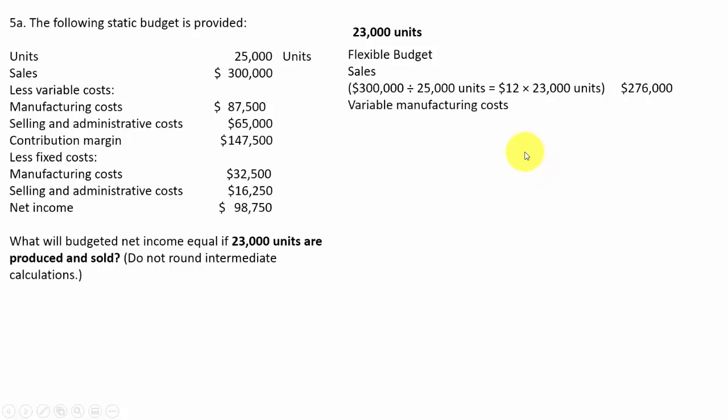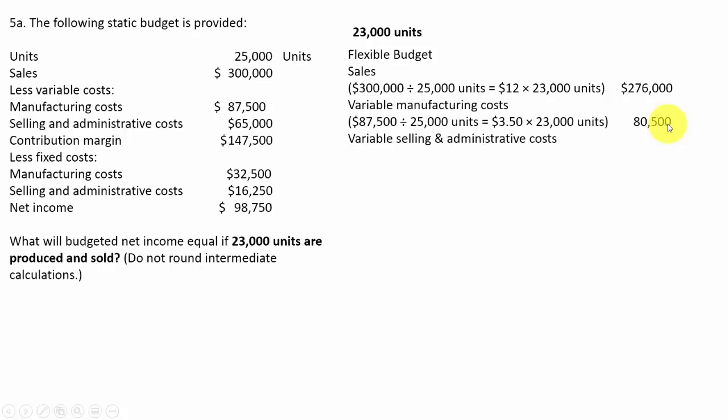Our variable manufacturing cost, the first one will be this manufacturing cost of $87,500. How do we convert that to a level of 23,000 units? Well, what we do is we take the 87.5, divide it by 25,000 units, that was the static budget number, and get a cost per unit. That happens to be $3.50. We'll multiply that times the new level that we actually achieved, which is 23,000 units, and we come up with variable manufacturing cost in total of $80,500.